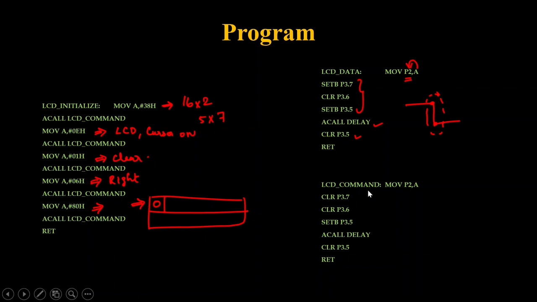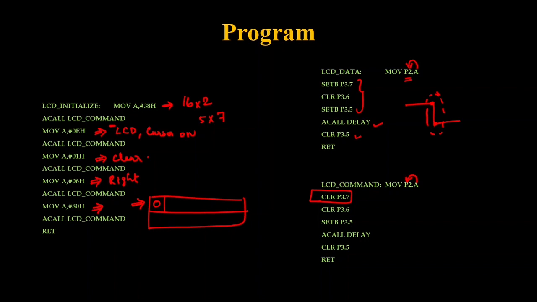This is for LCD data, and this is for LCD command. You have to push that value of the LCD command inside P2 so that we instruct the LCD. So the LCD command pushes that value inside port 2. The only change we have here between LCD command and LCD data is that instead of setb, I give clear B 3.7. Only this change we are going to make here. All these things are the same as your LCD experiment.